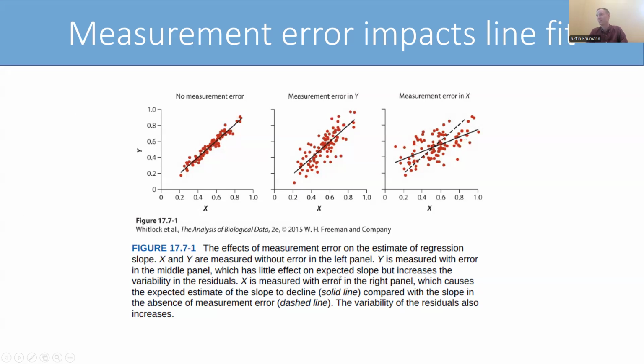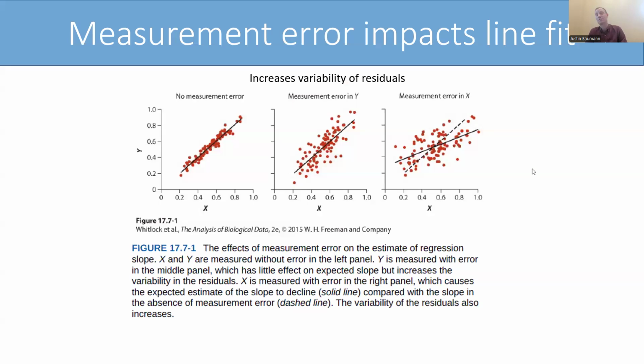So that's complicated. So x is measured with error in the right panel, which causes the expected estimate of the slope to decline. That's the solid line, compared with the slope in the absence of measurement error, right? So the original slope would have been here, but once we added the x direction error, we got a different slope. I actually read that backwards. This is the original one without the error changing it, right? And that's the one we see in the other two panels. And then here's the new one because the x variation has drawn us down. So our correlation is not the same. We have to be really careful with this kind of measurement error.